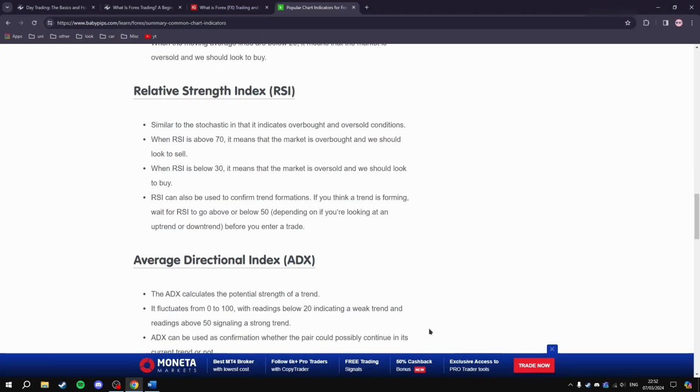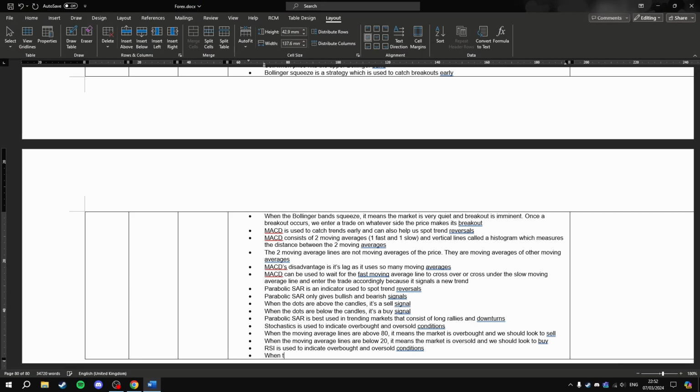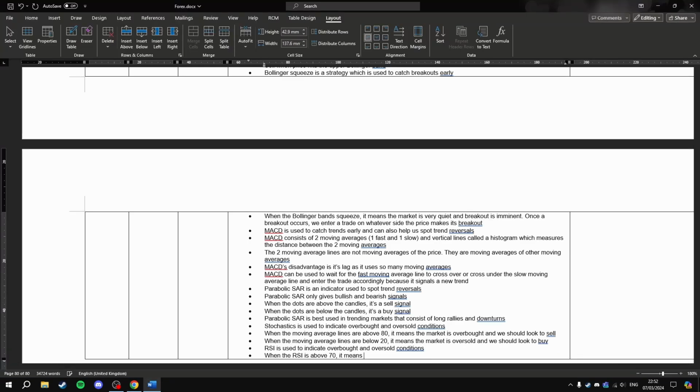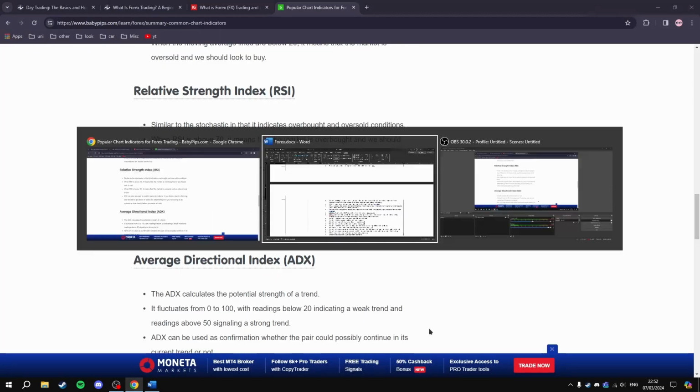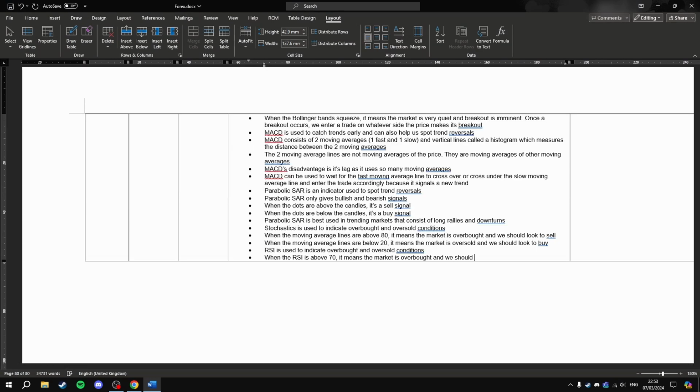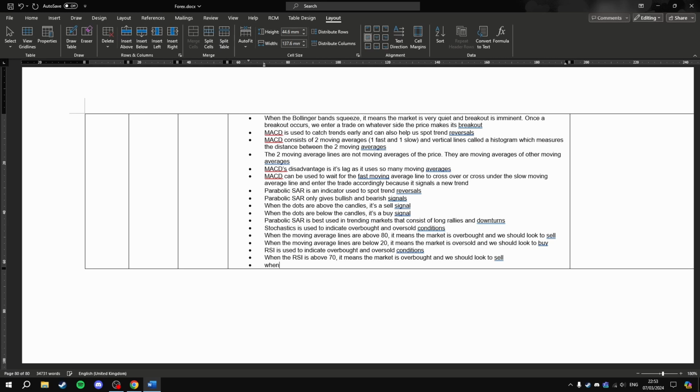When the RSI is above 70, it means that the market is overbought, so we should look to sell. When the RSI is below 30, it means the market is oversold and we should look to buy.